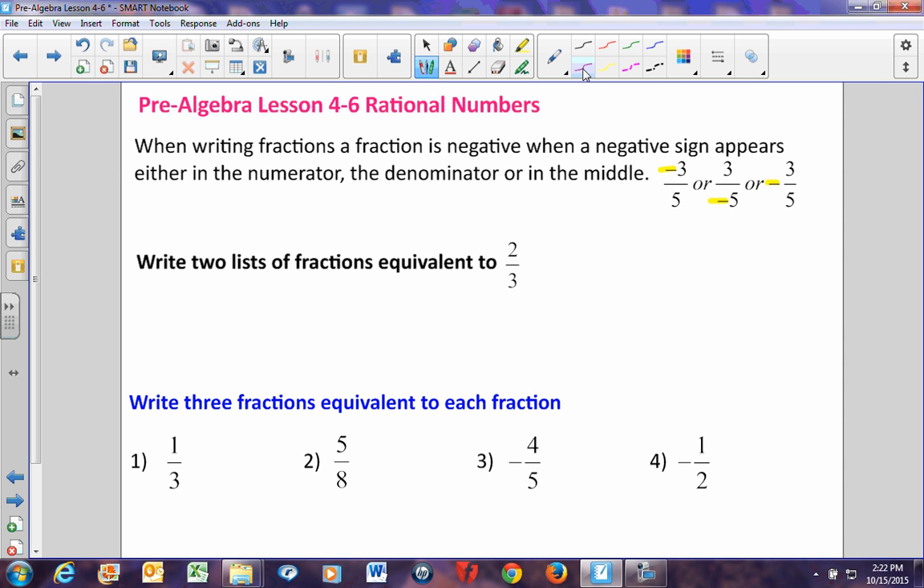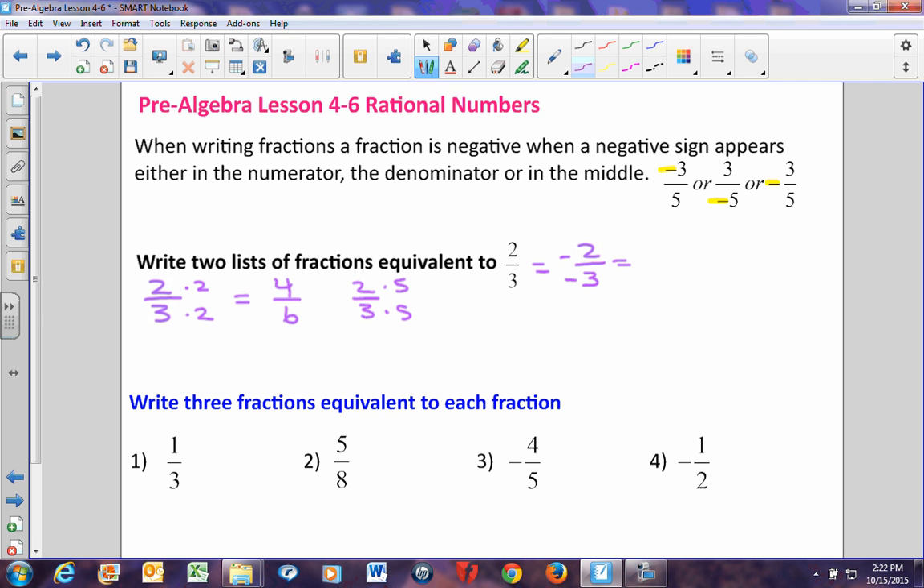That's pretty easy. I could say, look, 2 lists of fractions that are equal to 2/3. That's the same thing as saying negative 2 over negative 3. I could list another fraction and decide I want to change my denominator. If I have 2/3 and I multiply both the top and the bottom by 2, I would get 4 over 6, which is equivalent to 2/3. I could also multiply both numbers by 5.